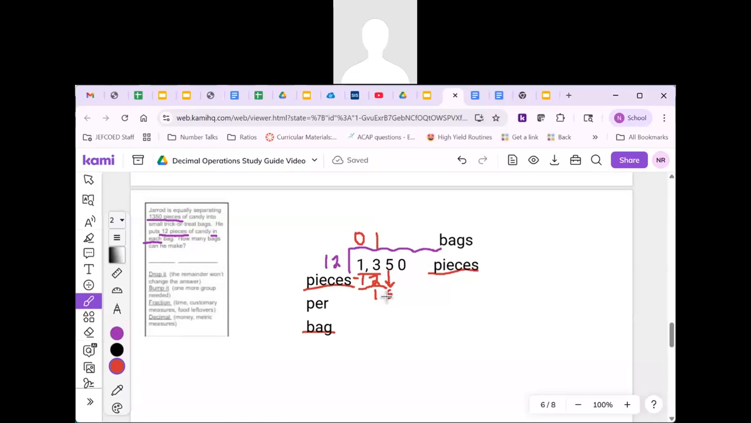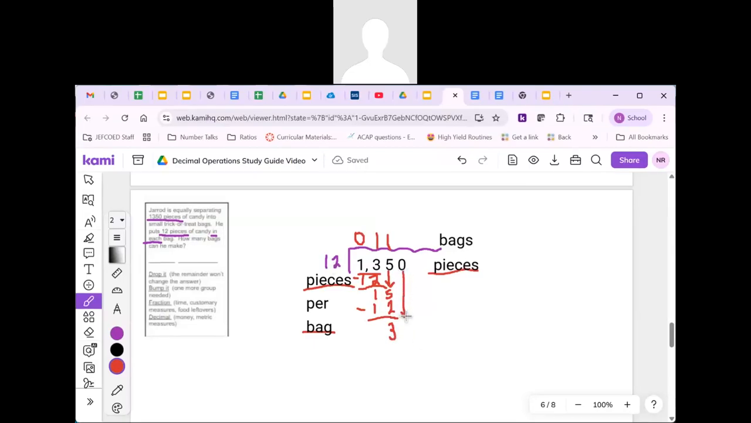Okay, so now I have 15. Again, if I have 15 of something, I can get a group of 12. I can only get one group though. Multiply 1 times 12 is 12. I subtract 15 minus the 12, which is 5 minus 2 is 3. Okay? 3 is smaller than 12, so I could not have gotten another group of 12, right?